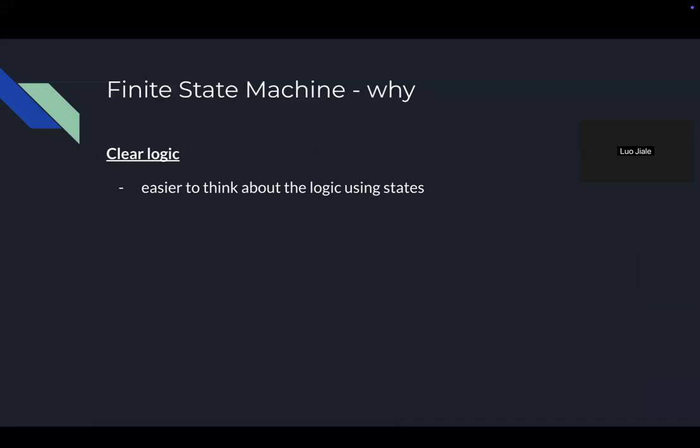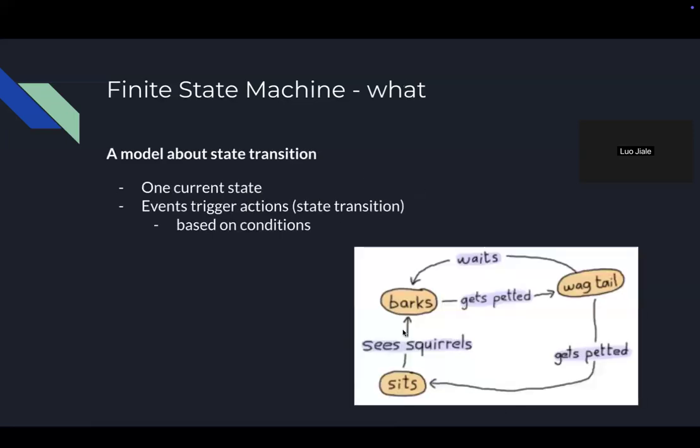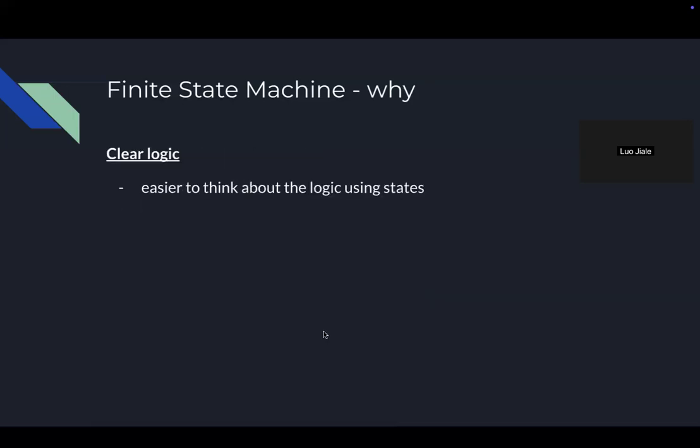There could be many reasons, and these are some of my personal takes. First things first, you can probably see that this presents a clear logic of your character. With an FSM, it's easier to think about the logic using states. If you don't have an FSM, all you're going to have in your code is a bunch of if-else statements, and I believe we don't like to use all those conditional branches to think about the logic. It's easier to think about what state your character is currently in and how it transitions to another state.